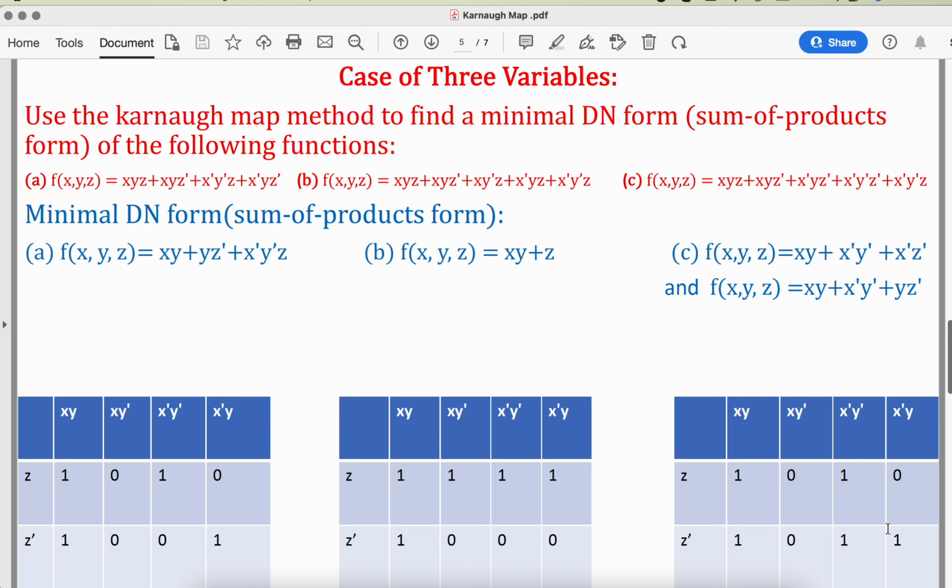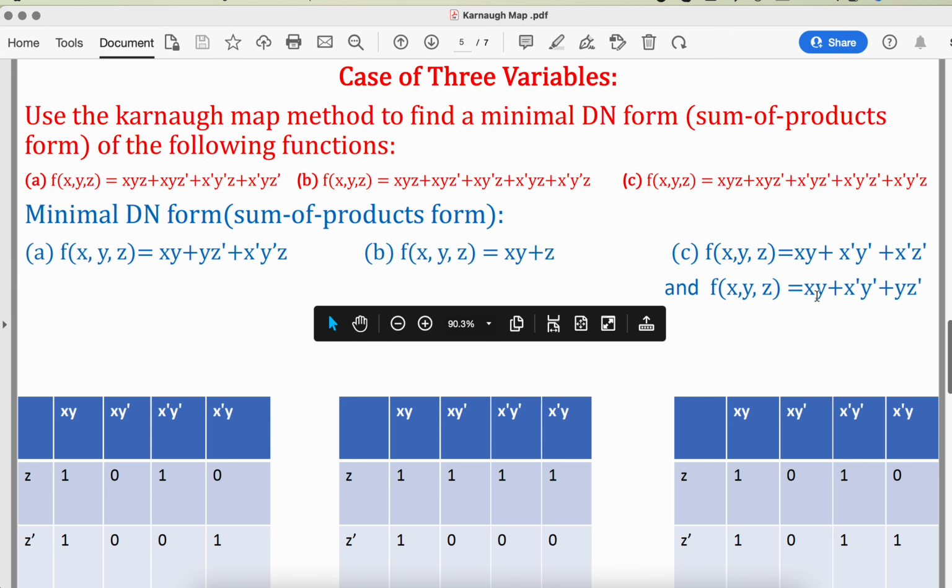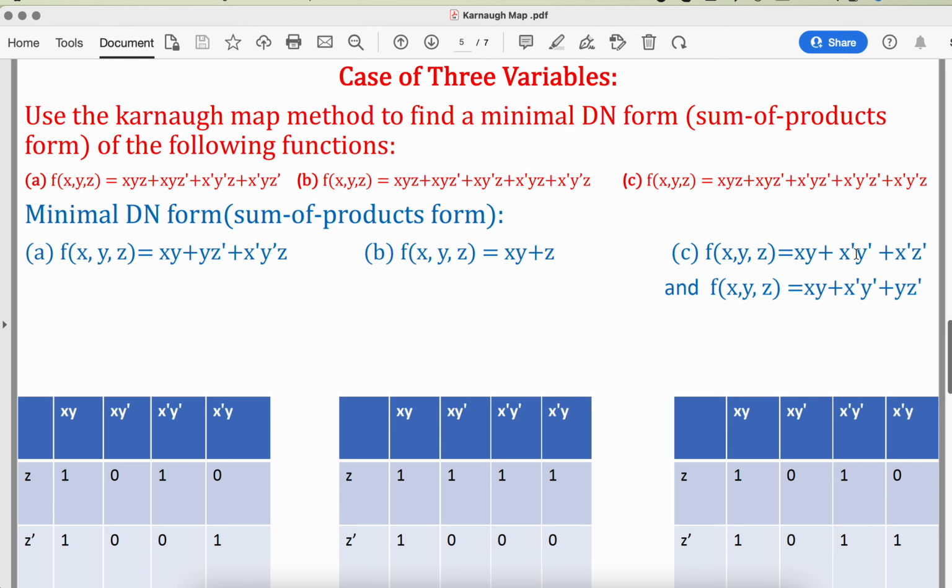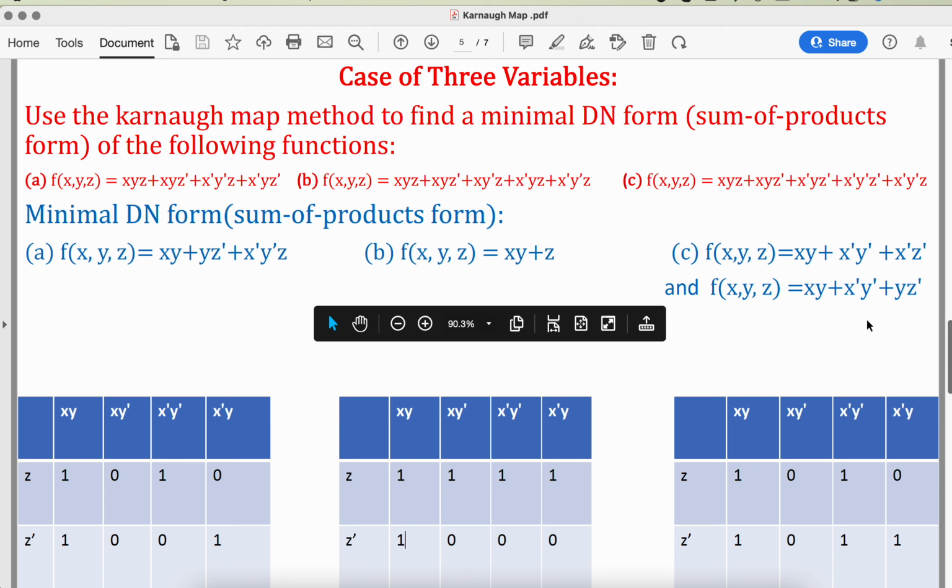So in this case we will have, as is clear, 3 rectangles. One is this vertical rectangle, and this vertical rectangle gave us xy, so it is xy. Another is this vertical rectangle, this gave us x dash y dash, so x dash y dash.